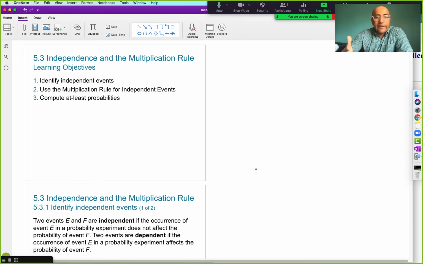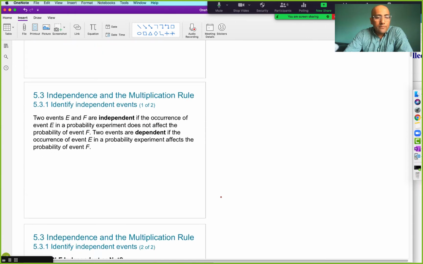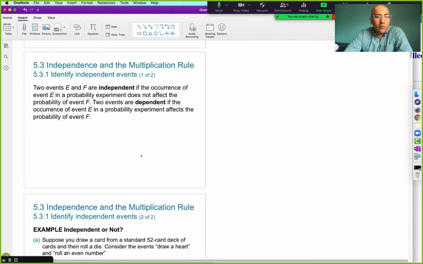We're going to learn to identify independent events, right? So we're going to define it. We're going to think about what that means and how that affects our results that we're after. We're going to introduce a multiplication rule for independent events, and then we'll look at some examples. And we'll think about what it means to find at least, right? Compute at least probabilities, which is associated with multiplication rules.